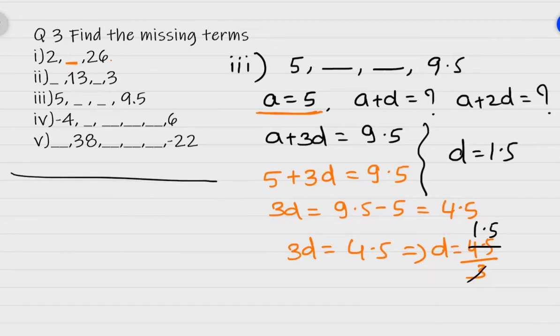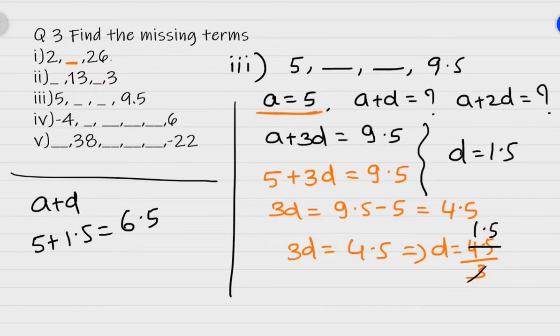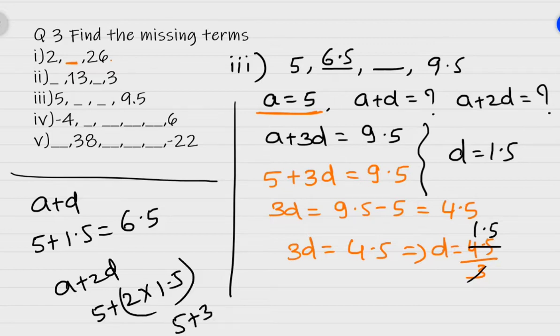Now see what is A plus D. Now what is your second term? Your second term is A plus D. So what is your A? A is 5 plus D is how much? 1.5. So you are getting 6.5 as your second term. Now again A plus 2D. So A is 5 plus 2 into D. D is 1.5. See, 2 into 1.5 is 3. So 5 plus 3, 8. So your third term is 8. Now see, 5 plus 1.5 is 6.5, 6.5 plus 1.5 is 8, 8 plus 1.5 is 9.5. So you are absolutely correct.